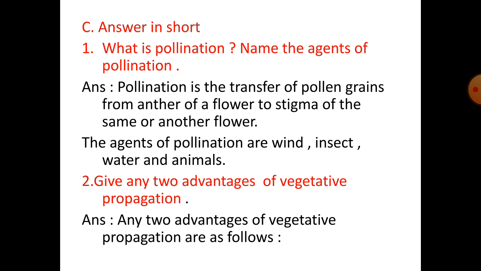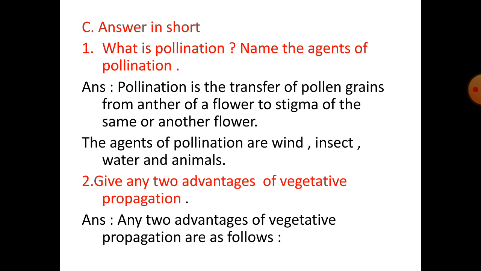Answer in short. What is pollination? Name the agents of pollination. Pollination is the transfer of pollen grains from anther of a flower to stigma of the same or another flower. The agents of pollination are wind, insects, water and animals.